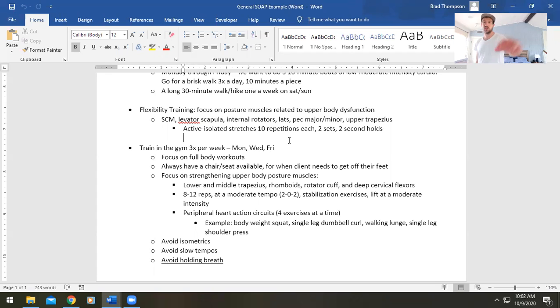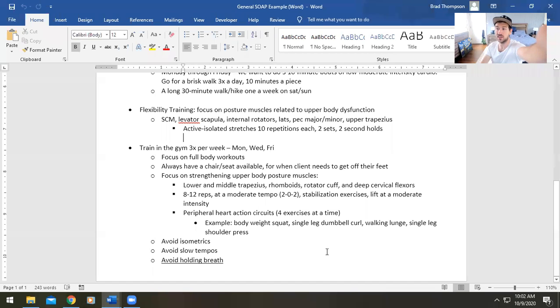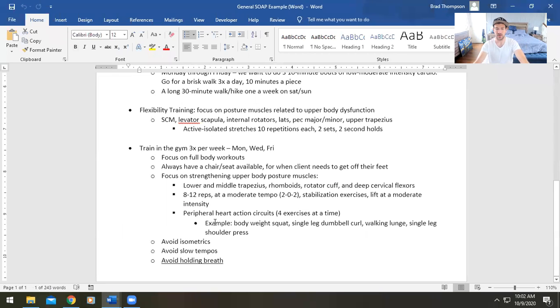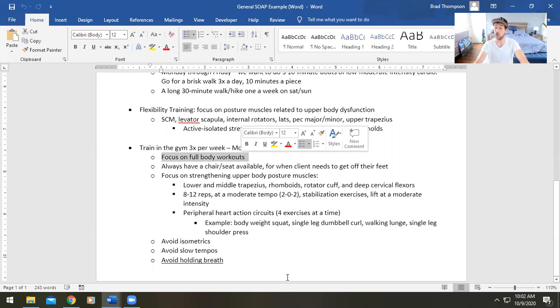Now, remember, I wanted to show you guys this. This client has hypertension, right? So this is a client with high blood pressure. His blood pressure is 145/90. So one of the things we focus on is a full body workout.